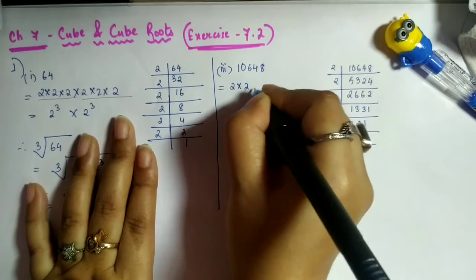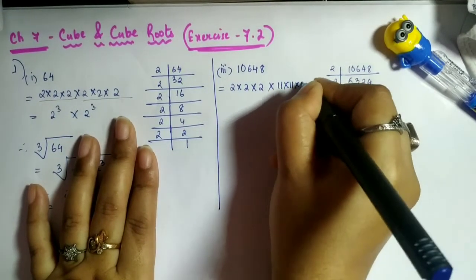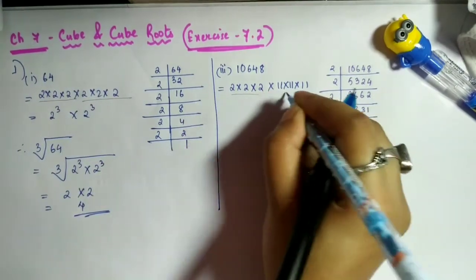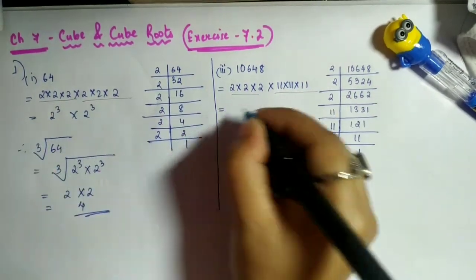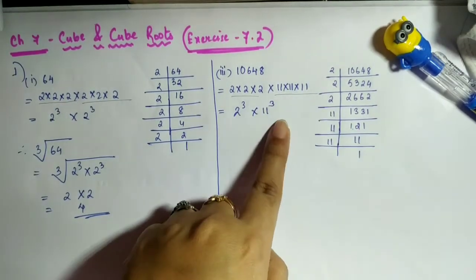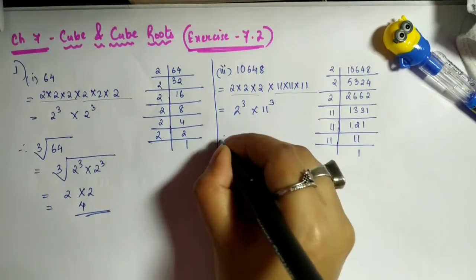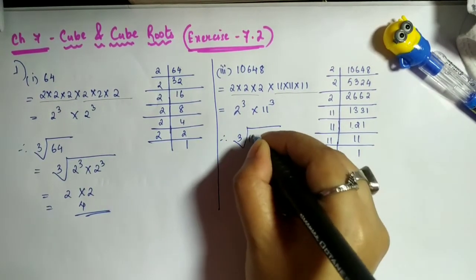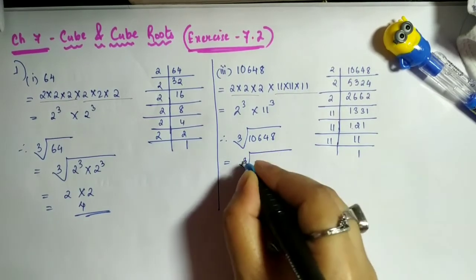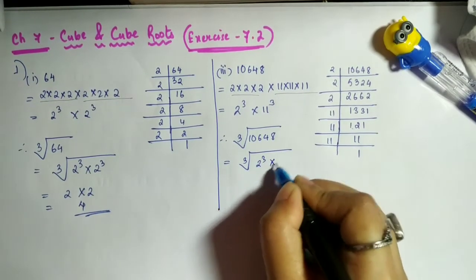See, 2 is given 3 times and 11 also 3 times. Now as I have told you, we are going to make groups of 3. It's a cube root, not square. So 2 cube into 11 cube. I can write it this way. Why do I do it this way? So it's easier for us to calculate this. Therefore, the cube root of the number 10648 is equal to the cube root of this, the 3 should be inside, not outside. 2 cube into 11 cube.